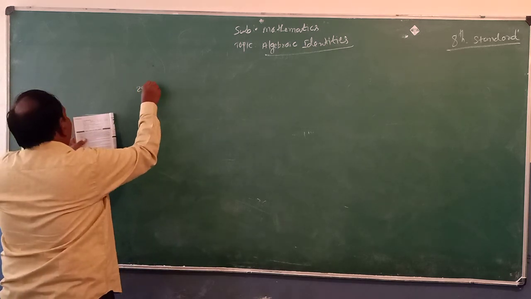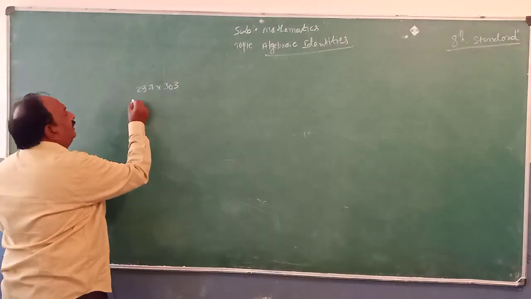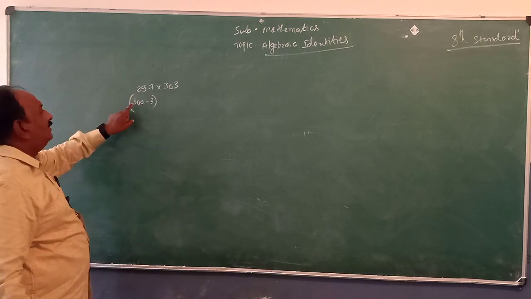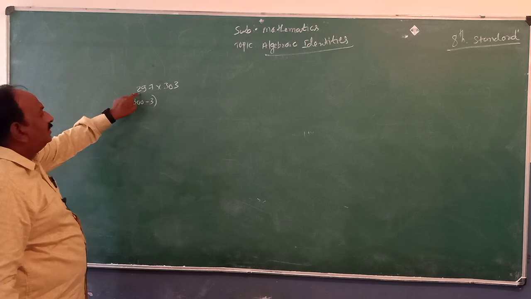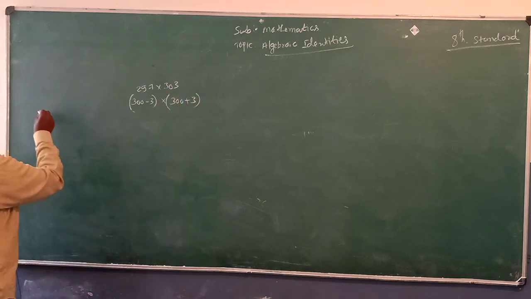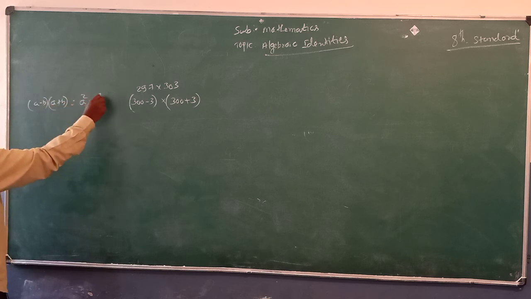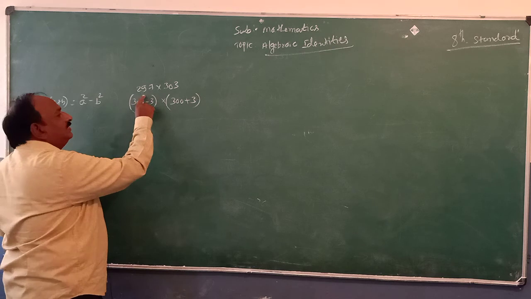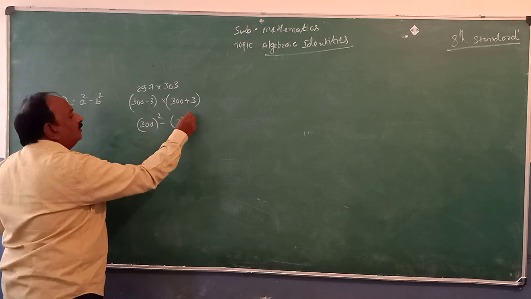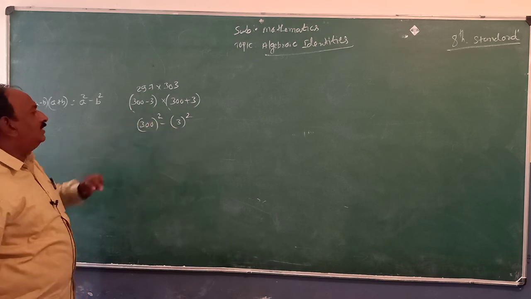297 into 303. 297 can be written as 300 minus 3. 300 minus 3 is 297, into 300 plus 3. This is of the form (a - b)(a + b), that is equal to a square minus b square. 300 whole square minus 3 whole square, because (a - b)(a + b) is a square minus b square.